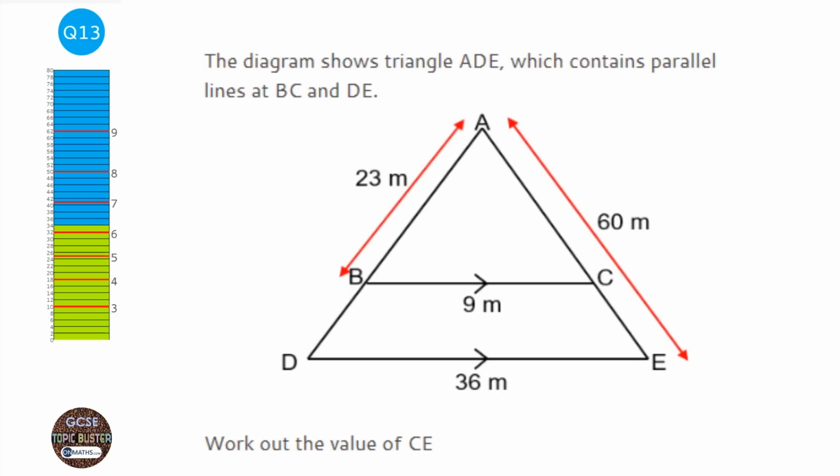Okay, with this question, the first thing to realise is that we have two similar triangles here. So we've got the smaller triangle here, and we've got the bigger triangle here.